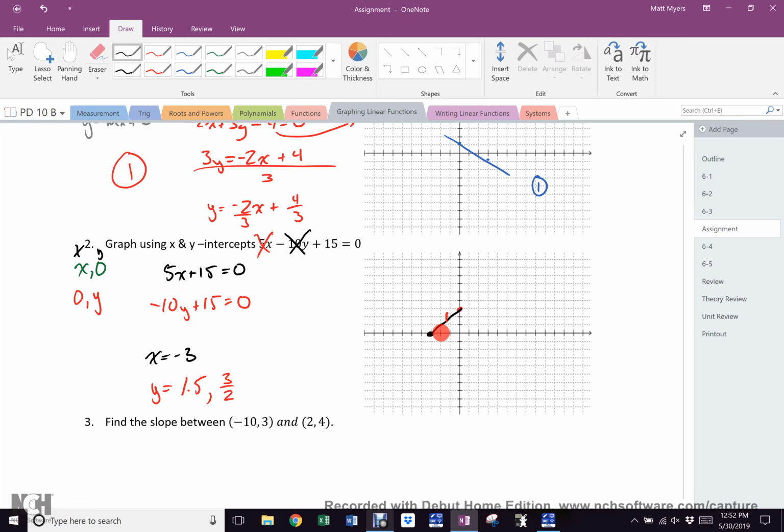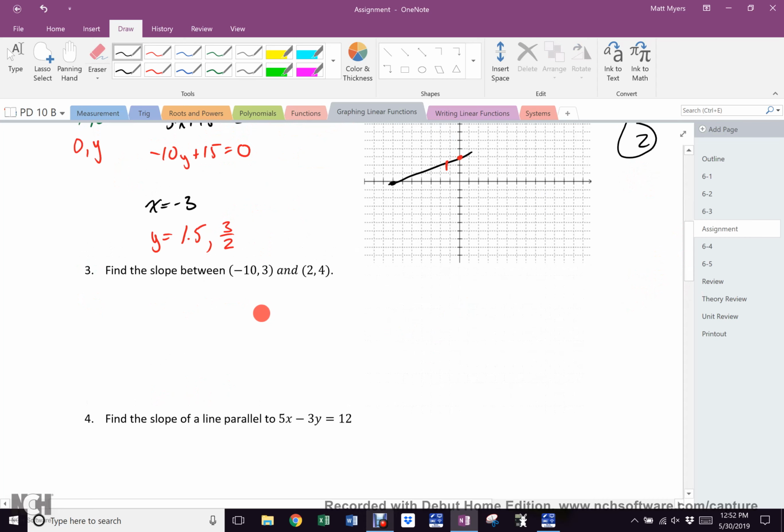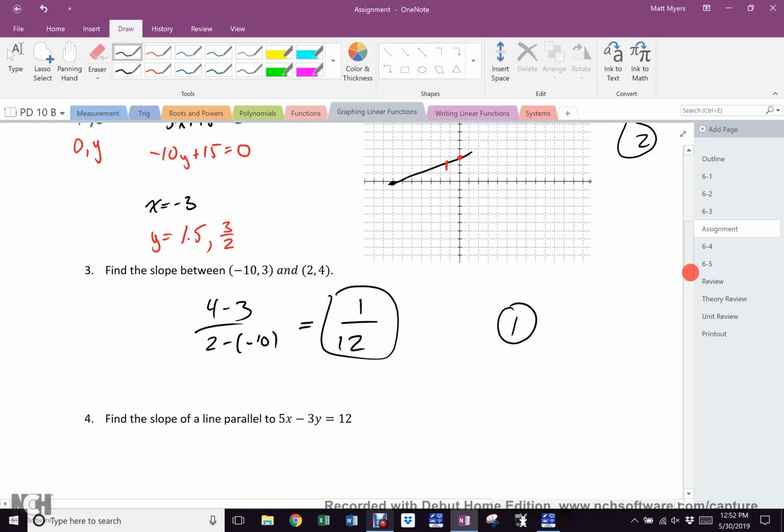Everybody understand? You must check and make sure, 2, 4, 6, that you have done it right. 2 marks there. This one takes 2 seconds. 4 minus 3 over 2 minus 10. 1/12. You should be at the point right now where you don't even need to write out the equation. But if you don't write out the equation and you make an error and you don't check, you're going to lose some marks. That's only 1 mark because it's nice and easy.